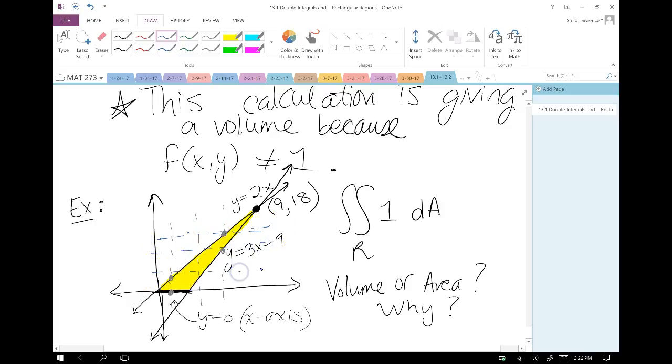So if we look at it horizontally instead, on the right, it's always starting at 3x minus 9, and it's always ending at 2x. No matter which of those dotted lines you look at, on the right, it's always starting at 3x minus 9, and it's always ending at 2x, every single one of them. So we're going to do this thing horizontally so we don't have to break it into pieces.